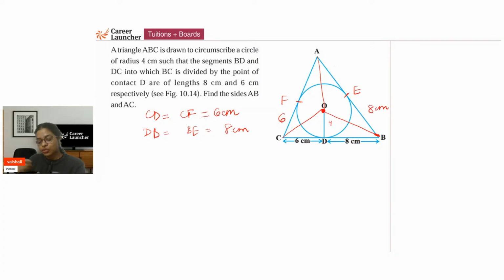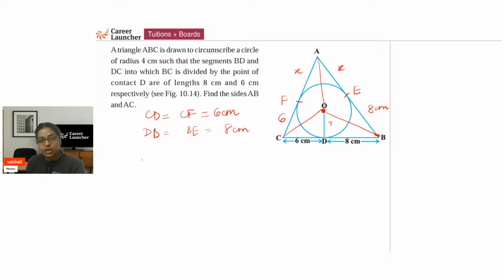Now, if I want to find the length AB and AC, I'll have to assume AE as some x because I don't know the value of x. और अगर AE x है, तो AF भी x होगा. Same external point A से हम tangents बना रहे हैं, right? So they should be equal to each other. तो यहाँ तक तो हो गया, well and good. Now how do I find the value of x, right?